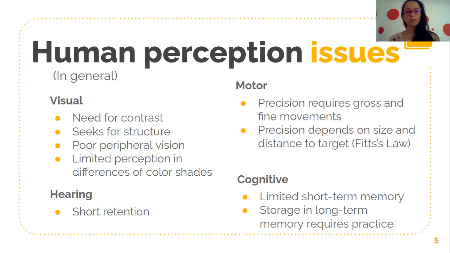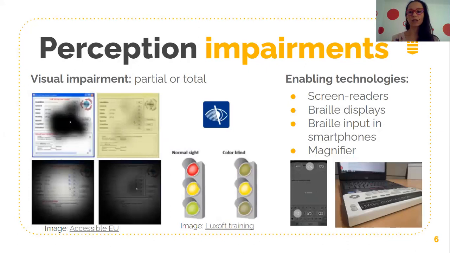Now, people with disabilities might need some assistance perceiving through these different channels. So let's have a look at what they need. This is specific for people with disability, and we will start with the visual impairment. It can be partial or total.